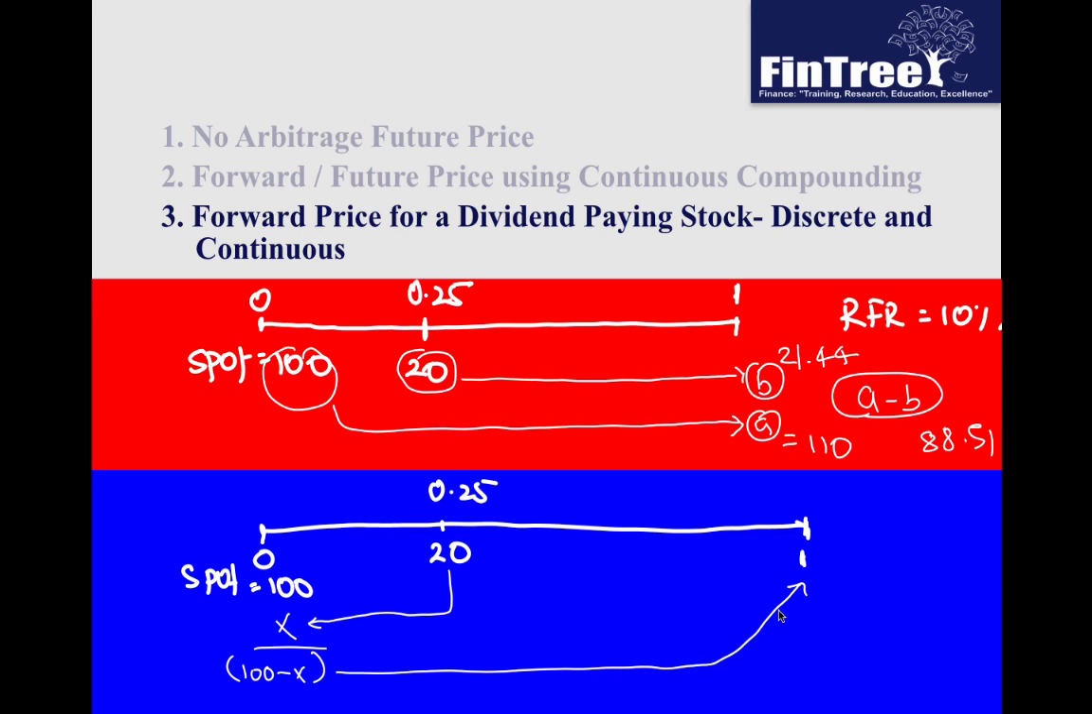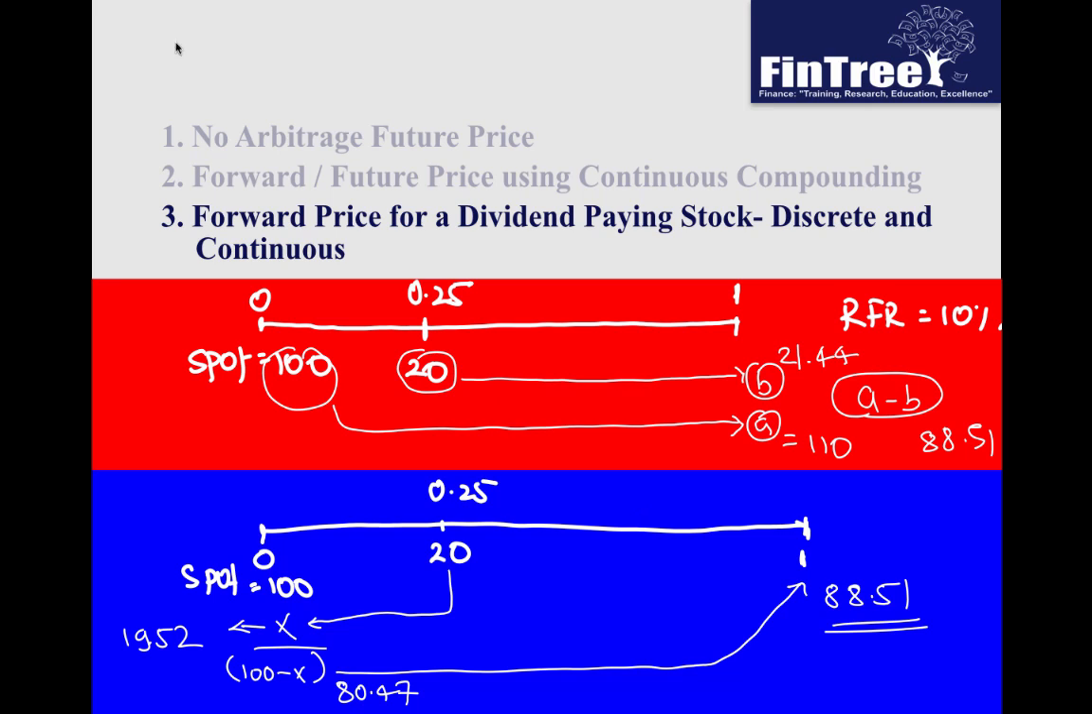Let us see if it fetches the same answer. First we will take the present value of 20. Second clear TVM, 20 would be the future value, 0.25 would be N, 10 would be I/Y, compute present value. The present value of this amount, x, is 19.52. Reducing that from 100 gives us 80.47. Then, second clear TVM, 80.47 is the present value, 1 is N, 10 is I/Y, compute future value, and we get precisely the same answer, which is 88.51.